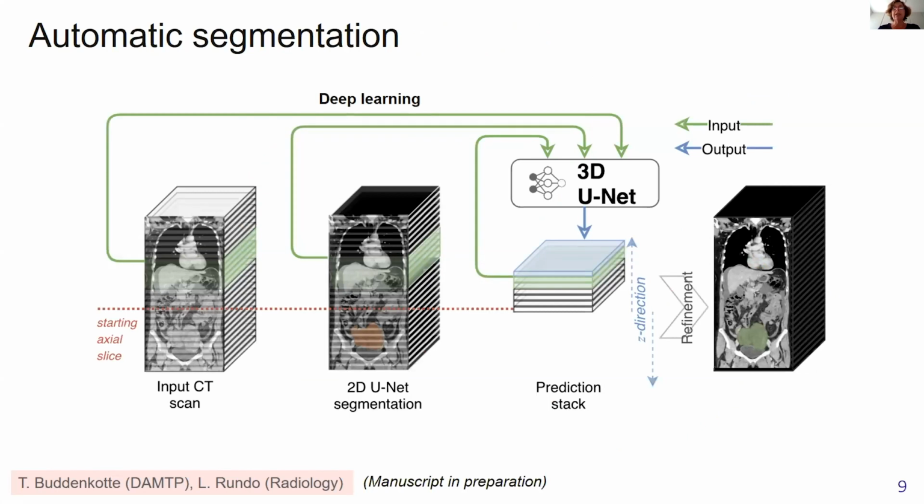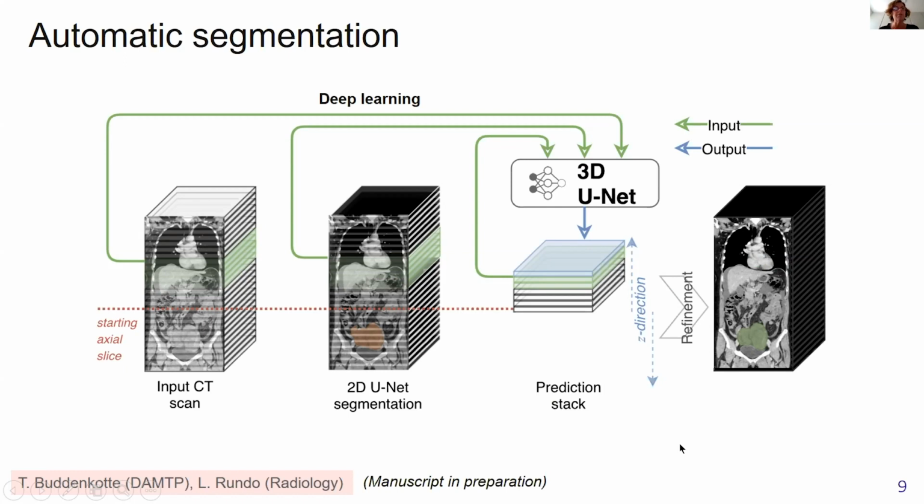So there is some really great work we've managed to do in collaboration with the Department of Applied Mathematics and Theoretical Physics in Cambridge. When we start from the axial slice, we're using the 2D U-Net segmentation, but ultimately, using deep learning, we're employing a 3D U-Net for the prediction stack.